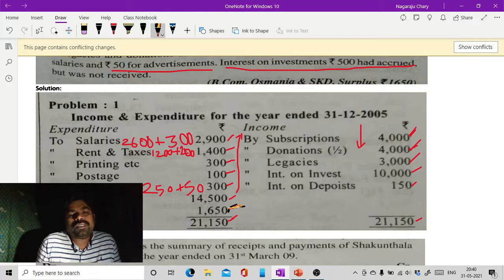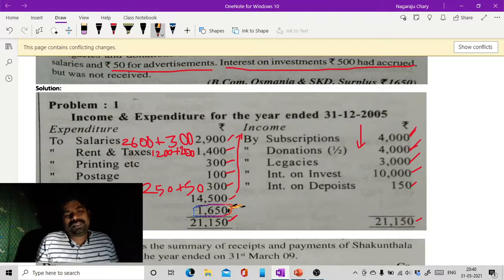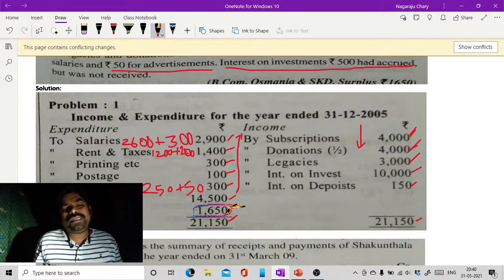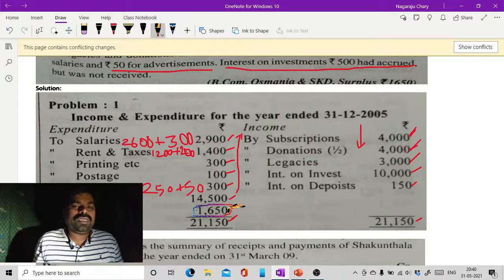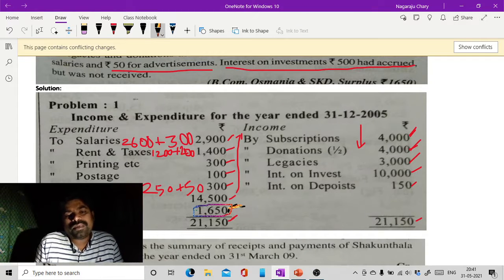This is 1650. This is profit. Sorry, not to say profit, this is surplus. In case of profit organizations, we can say profit. In case of non-profit organizations, we have to say surplus. So income is more than the expenditure. So that's why we get surplus. So that's why 1650 is the surplus.